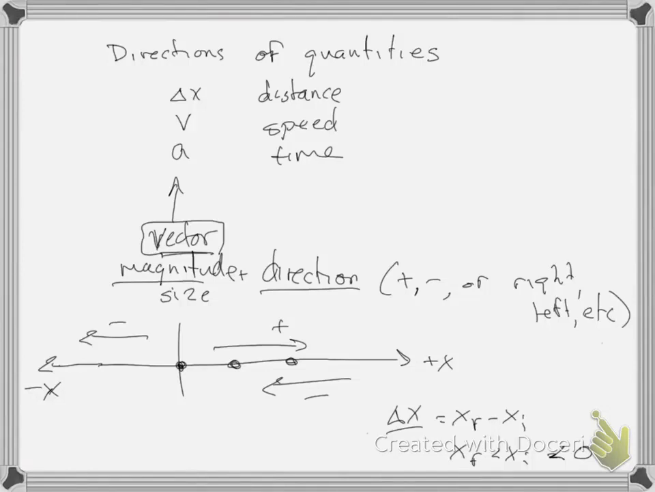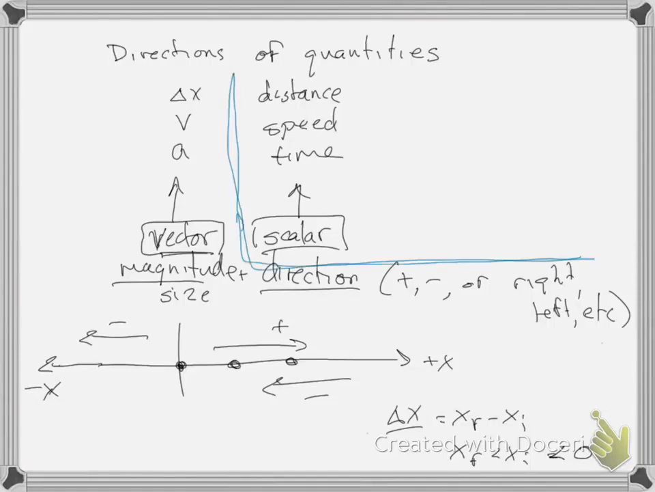There are some quantities that we measure that don't have direction associated with them, and they are called scalar quantities. These, the ones on the right column, are scalar quantities. Oops, let me be careful here. Scalar quantities are quantities that have a size but don't have a direction associated with them.